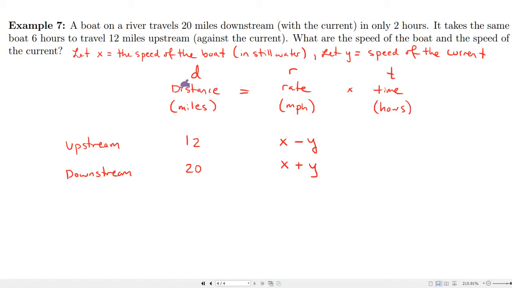So if you're going with the current, then you would add the speed of the boat and the speed of the current. If you're going upstream, then you're going to take the speed of the boat and we're going to have to subtract the speed of the current, okay, because it's going to be slowing it down. And going downstream, it only took 2 hours, but going upstream, it took 6 hours, right? So the strategy is you can kind of fill in this little chart here, but you're getting equations, right? So this is actually your equations. Okay, so let's solve this system then.